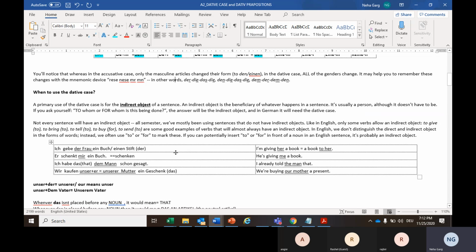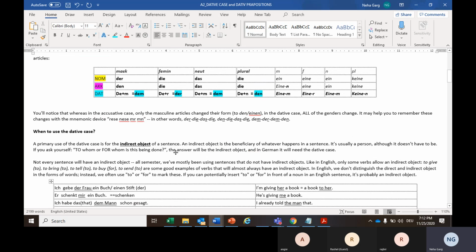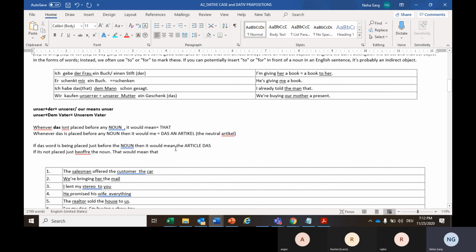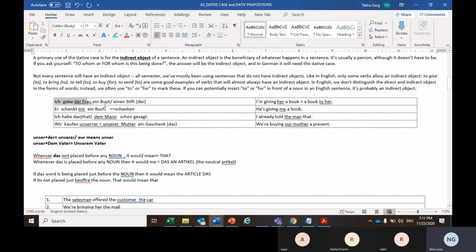Now let's see some examples here. Before we see some examples, can you guys read these sentences one by one? Rajvi, Rachel, and Angie, we'll follow the circle this way. Rajvi, can you read this first sentence? Ich gebe der Frau ein Buch, einen Stift.